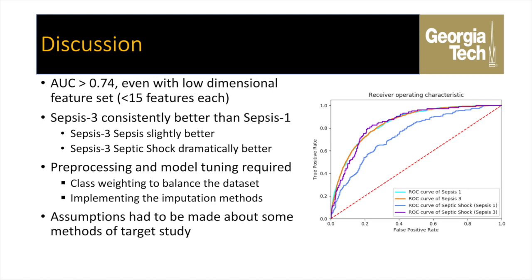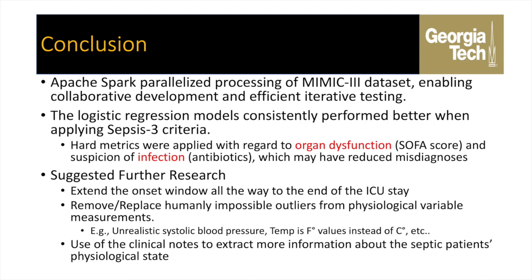The target study did not provide a full explanation of some of the methods, so we made some assumptions. For example, the target study may or may not have used class balancing. Assuming they did, there are other approaches such as undersampling and oversampling as opposed to our study's balanced class weighting during model training. Our Spark cluster's parallelized processing of the MIMIC dataset enabled us to be extremely efficient during algorithm development.